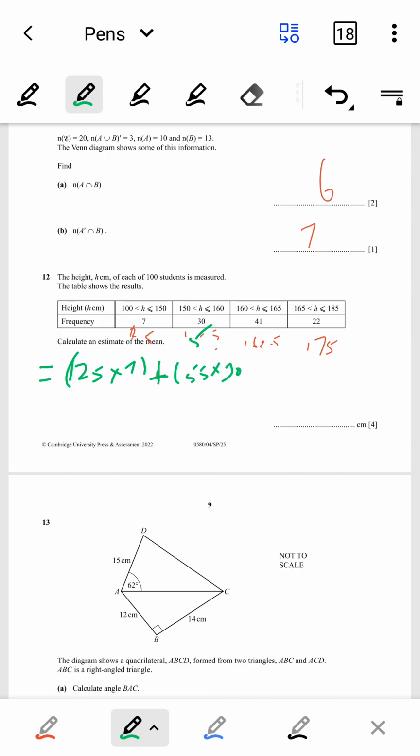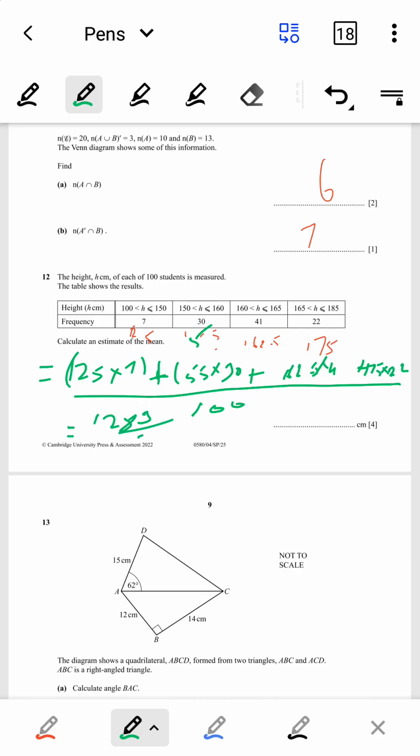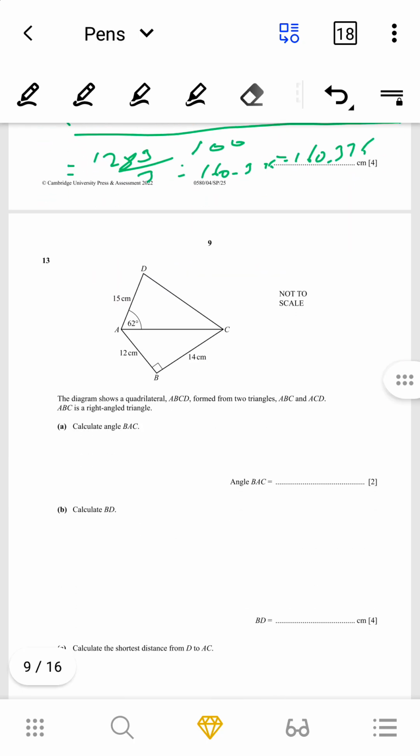Plus 155 into 30, plus 162.5 into 4, plus 175 into 22, divided by 100. Use the calculator. 1283 by 3 is what we get, 160.375. We will get 160.375 centimeter as the mean. So very simple concept. Because the calculator is allowed, that's why I'm doing it directly. You have to use the calculator, verify, and you will get the result.